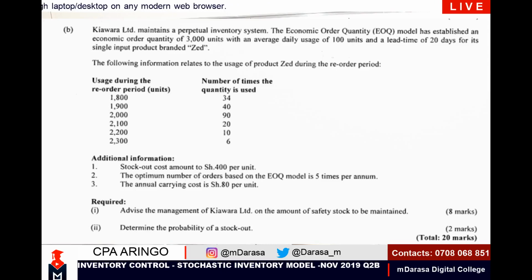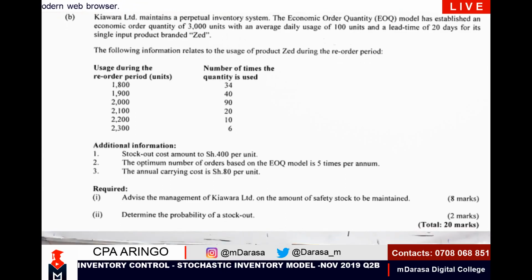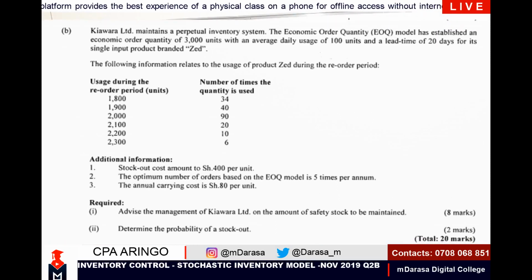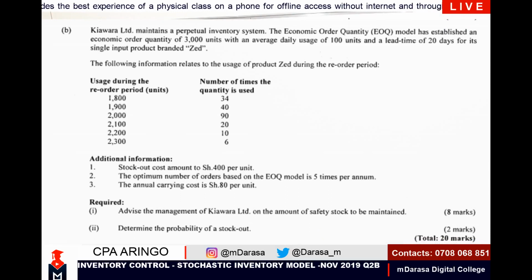I'm giving the usage during the reorder period and the quantity used, which is the frequency of how it is used. Additional information: number 1, stock out cost amounts to 400 shillings per unit. The optimum number of orders based on the EOQ model is 5 times per annum. The annual carrying cost is 80 shillings per unit. Required: advise the management of Kiwara Limited on the amount of safety stock to be maintained, and determine the probability of stock out.